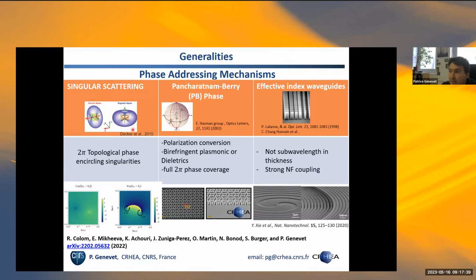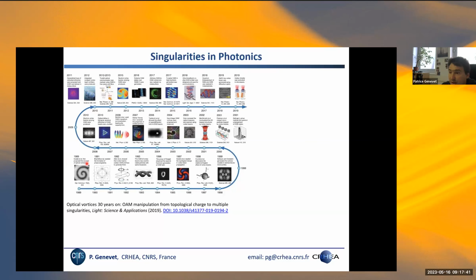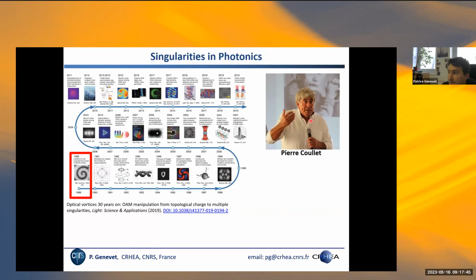Singular optics, singularities in photonics, have existed for a long time. The first paper, in fact, was proposed by this guy, Pierre Coullet, who was a professor at the Université Côte d'Azur here in my university, where he introduced for the first time the concept of optical vortices, which are essentially phase singularities, where the phase is rotating from 0 to 2 pi with an azimuthal phase distribution. And you see, as you get closer and closer to the center, the phase is evolving so fast that it is not possible to do.